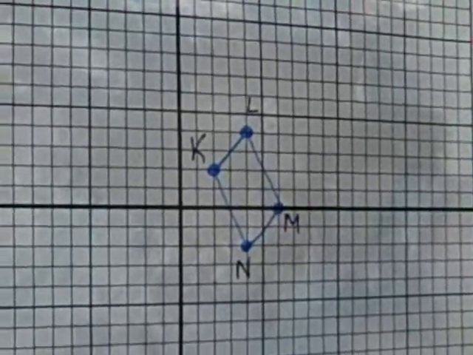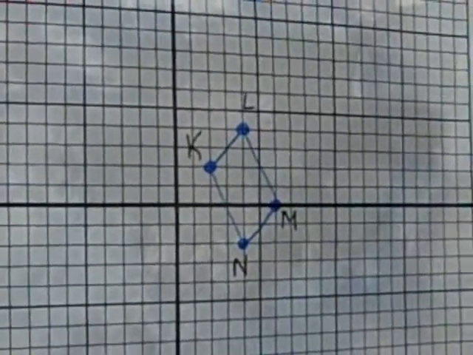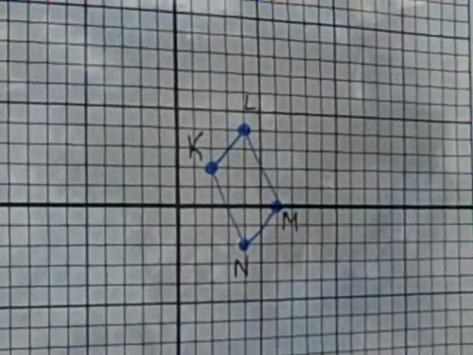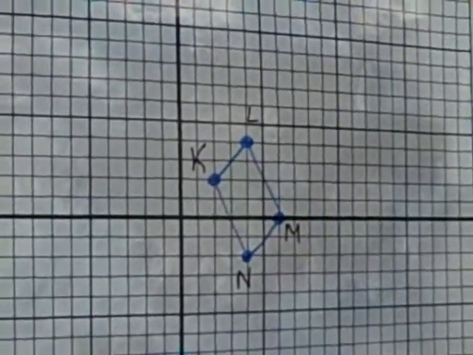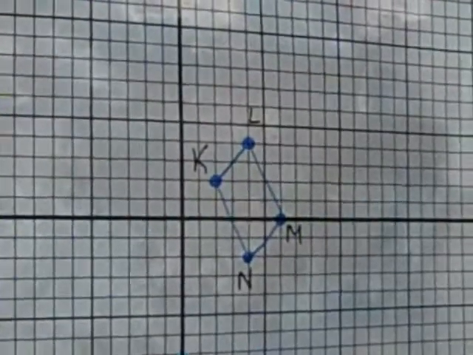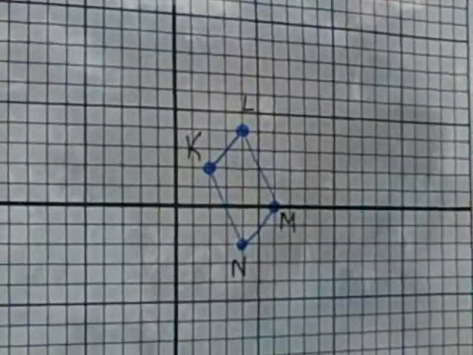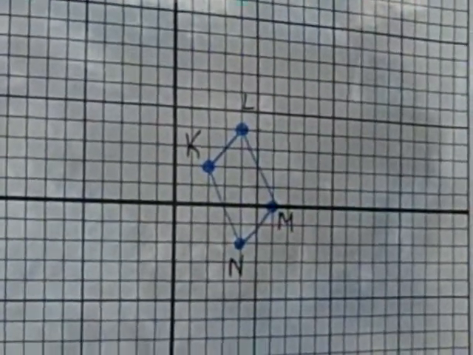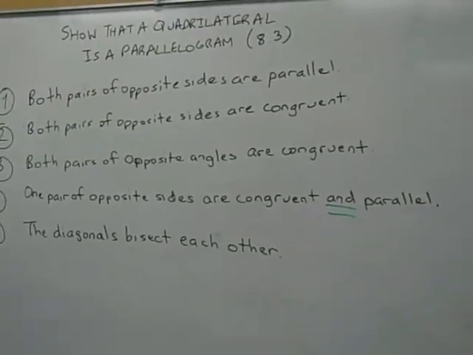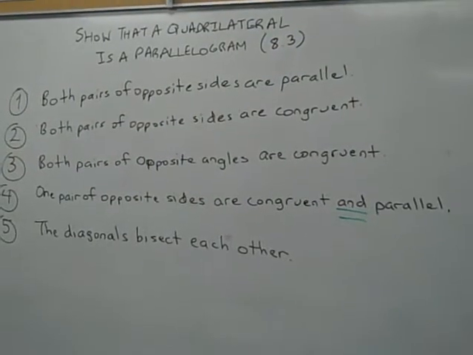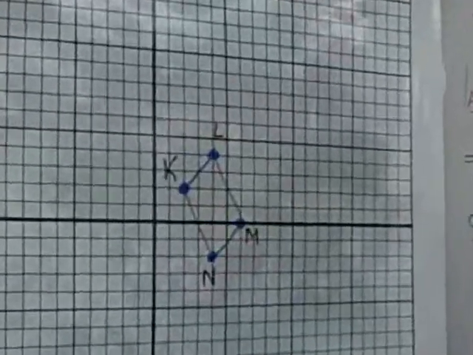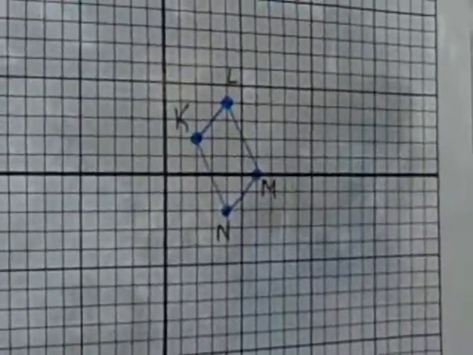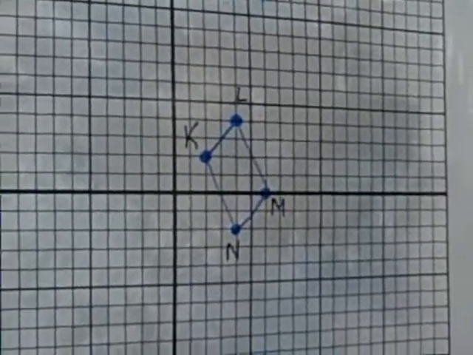Okay? Now, we just saw the 5 ways to prove that a quadrilateral is a parallelogram. So the question now is, which way do we use? It's kind of a tough one, but when you think about it, it's really an easy choice. Look at number 4. Number 4 was one pair of opposite sides are congruent and parallel. So we know we have a grid here. So if we want to prove that they're congruent, then we can use the distance formula. If we want to prove that they're parallel, then we can use the properties of slope.